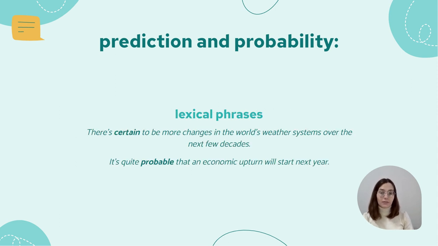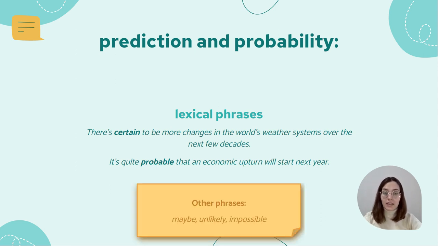Some lexical phrases like certain and probable. There is certain to be more changes in the world's weather systems over the next few decades. It's quite probable that an economic upturn will start next year. Other phrases like this include maybe, unlikely, and impossible.